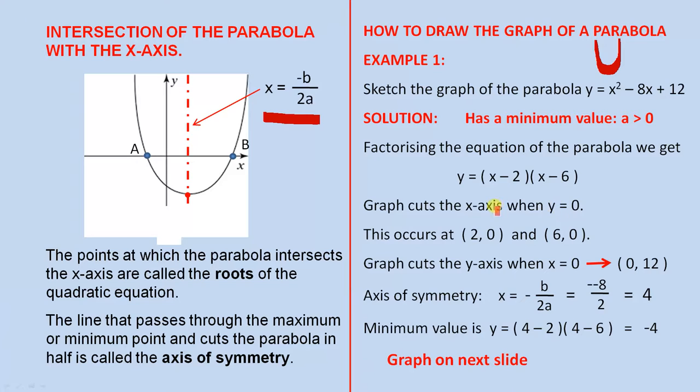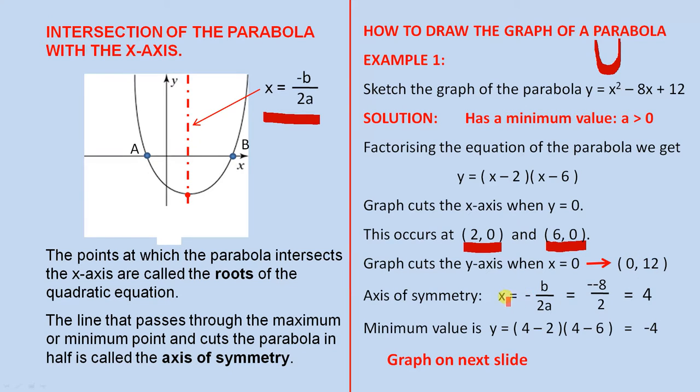The graph cuts the x-axis when y equals 0. Now y will equal 0 when x equals 2 or x equals 6. So the graph cuts the x-axis at 2, 0 and 6, 0. So that's where the roots of the quadratic equation are, at those 2 points. The graph cuts the y-axis when x equals 0. So when you put x equals 0 into there, you get 0, 12. And that's where the graph cuts the y-axis.